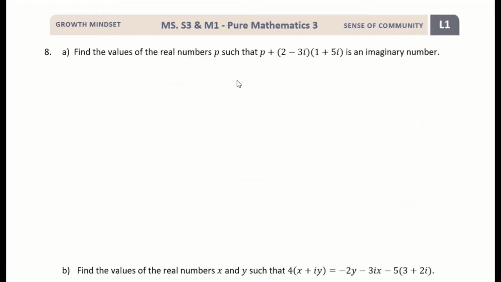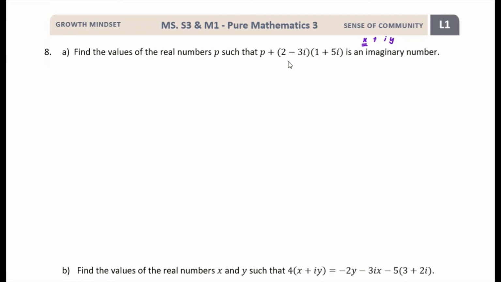Find the values of the real number p such that (p + 2 - 3i)(1 + 5i) is an imaginary number. From the notes just now, we know that a complex number is a combination of a real number and an imaginary number. So if you have x + iy, and this expression is going to be a completely imaginary number, which means the real part is going to be 0, then only it can be an imaginary number. Okay, so that's the idea.